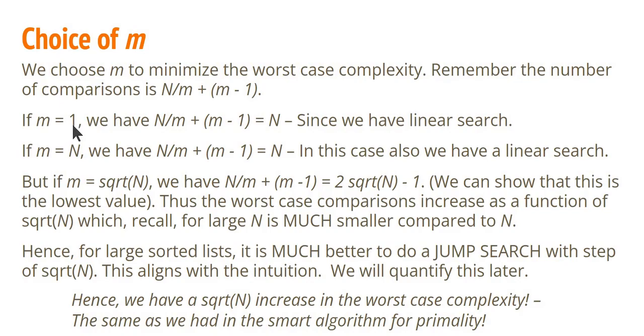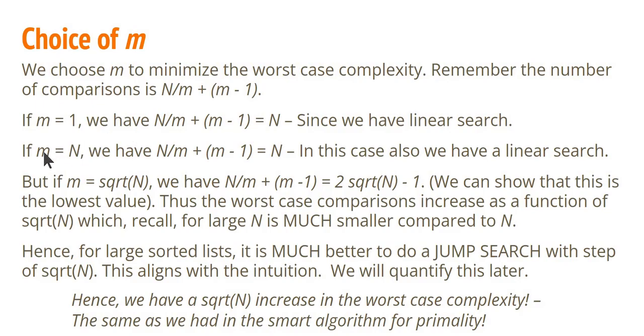Let's say m is equal to 1. Now clearly, if m becomes equal to 1, we are back at linear search. So you can think about it: linear search is actually a special case of jump search, right? When I make m equal to 1, I'm looking at every item just like linear search, and indeed the worst case complexity then becomes n/m + m - 1 equals n, exactly what we had seen with linear search, right?